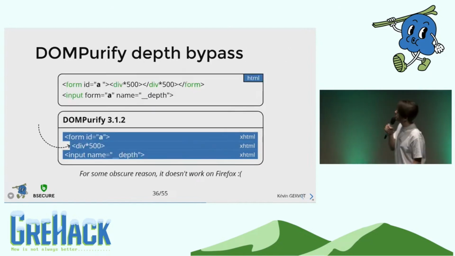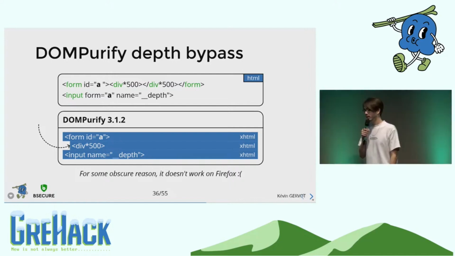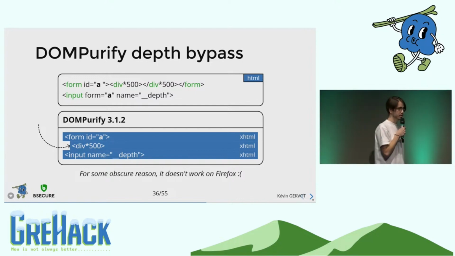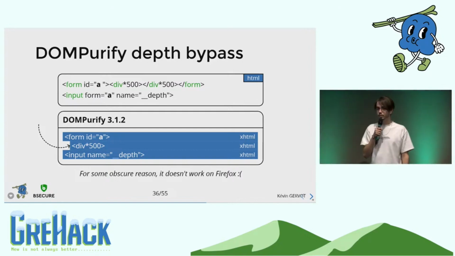So if we use this trick to have a form with an ID set to A with a space, and within it 500 divs, with at the very bottom an input tag which has a form attribute set to A and a name attribute set to depth. Thanks to this, it is possible to break the count again and to have something which bypasses the limit.